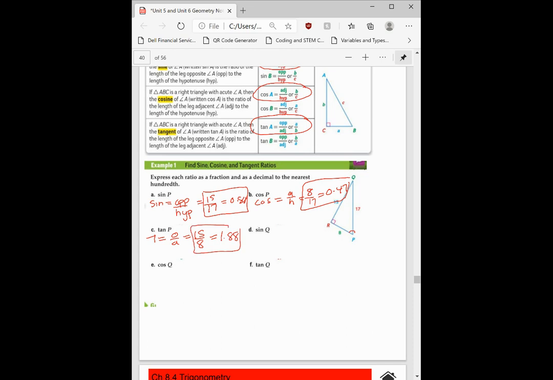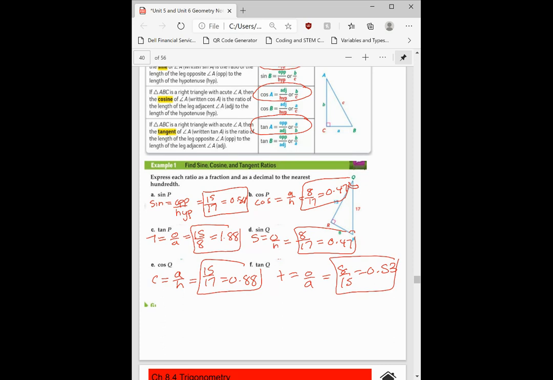Okay, now we're doing Q. So now we're looking at this side of the angle, Q. So sine is opposite over hypotenuse. The opposite of Q is 8. The hypotenuse is 17. So this approximately is 0.47. Cosine is adjacent over hypotenuse. So remember, we're looking at Q, so this is 15 over 17, which is 0.88. And then tangent of Q, opposite over adjacent, so opposite is 8, adjacent is 15, so this is approximately 0.53.